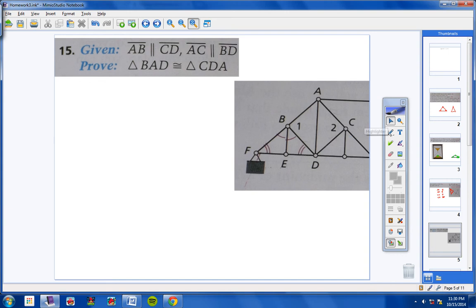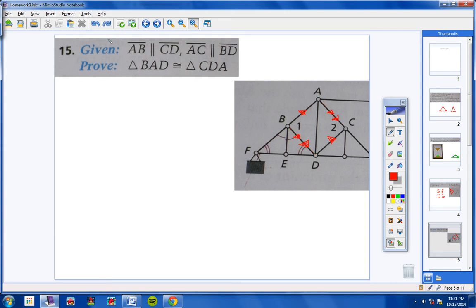Okay, we are given that AB right here is parallel to CD. So I'm going to put a little arrow here and a little arrow here. Now, we're also told that AC, put two arrows on this line, is parallel to BD. So put two arrows on this line. So this line here is parallel to this line here, and this line here is parallel to this line here.